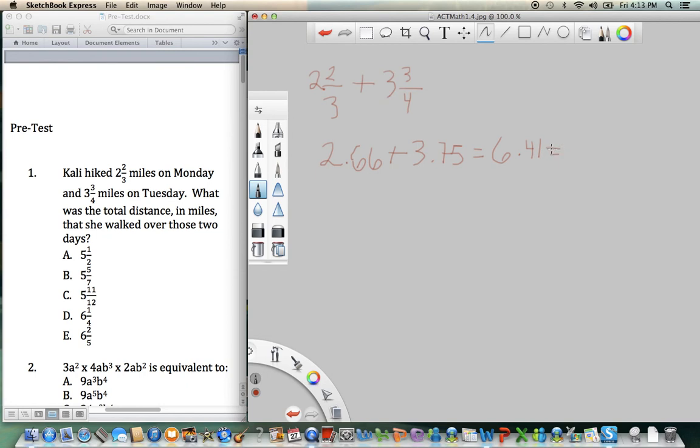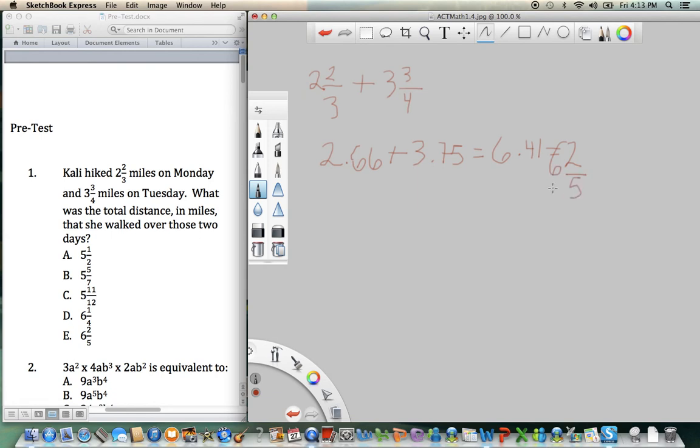Just keep in mind, when you are converting between fractions and decimals, sometimes your decimal doesn't come out exactly the same because we're not going beyond the tenths or the hundredths place in our decimals. But we just need to be as close as possible. So 6 2/5 is your answer.